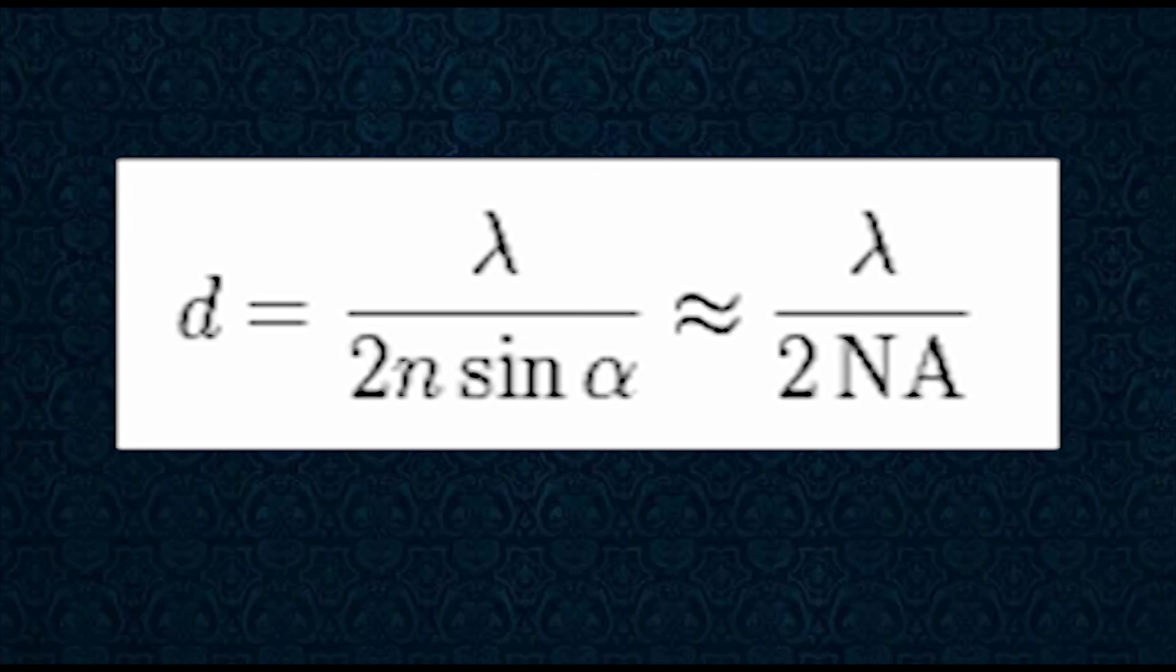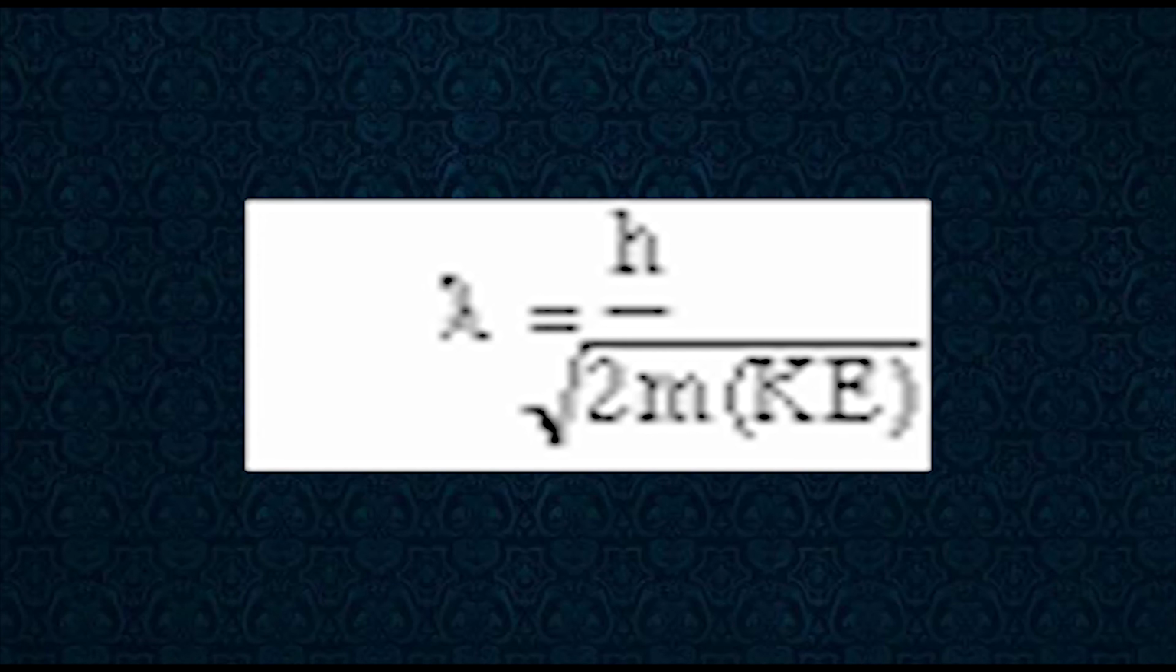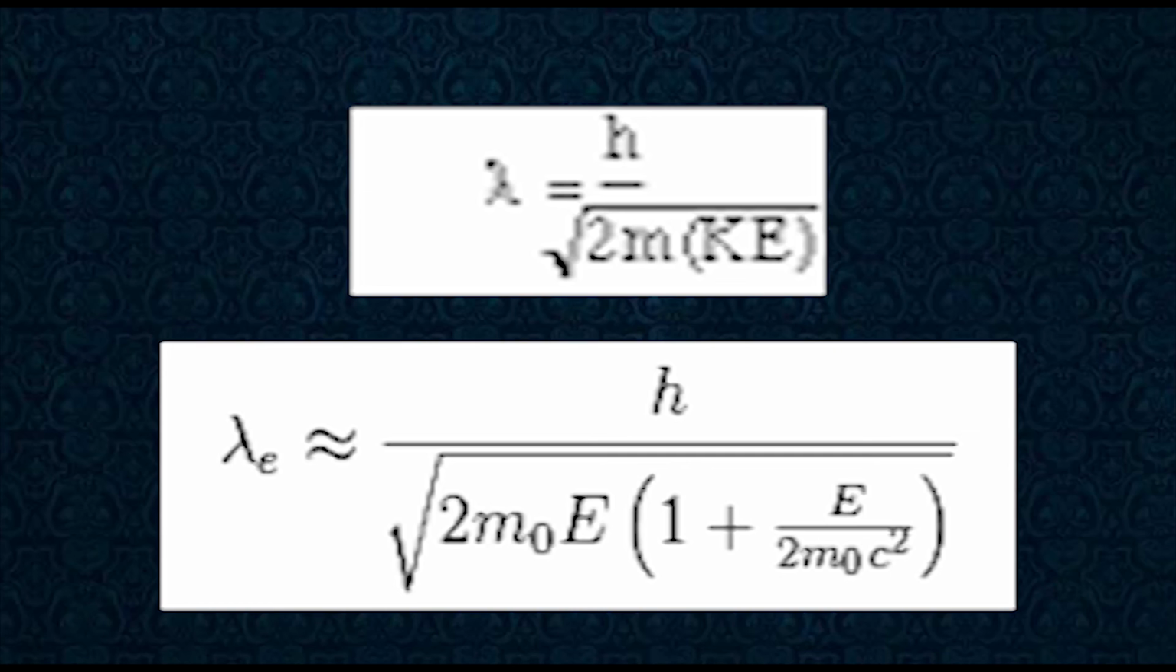Other mediums were utilized instead of air, such as oil, which would increase the index of refraction, but the improvement was minuscule. By using electrons instead of photons, the wavelength in the numerator can be replaced with the expression for the de Broglie wavelength of the electron, shown here. A correction must be added to this equation to account for relativistic effects as, in a transmission electron microscope, electrons are accelerated to nearly the speed of light, resulting in the final equation here.